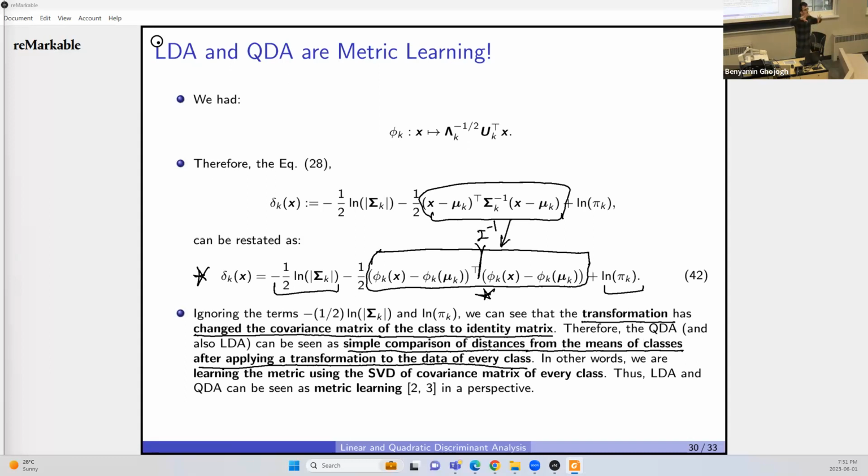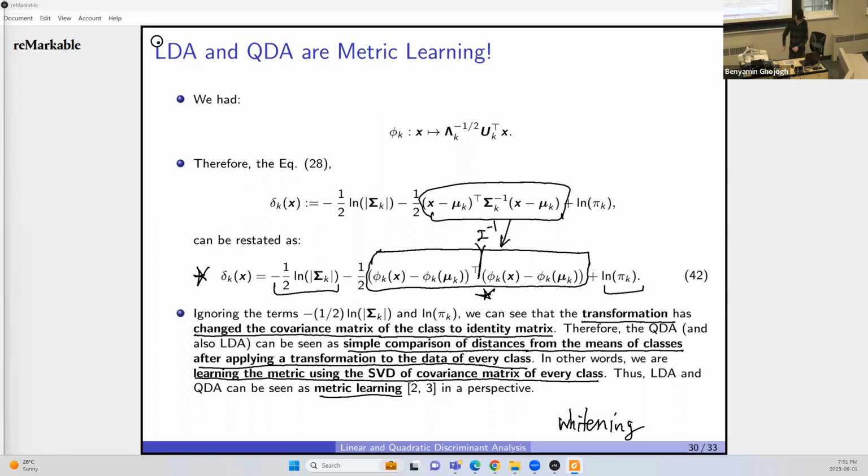This transformation to become spherical is also called whitening in signal processing and machine learning. It's also closely related to PCA, principal component analysis. So we are doing some kind of whitening. In other words, we are learning the metric using the SVD of the covariance matrix of every class. Thus, LDA and QDA can be seen as metric learning from a certain perspective.